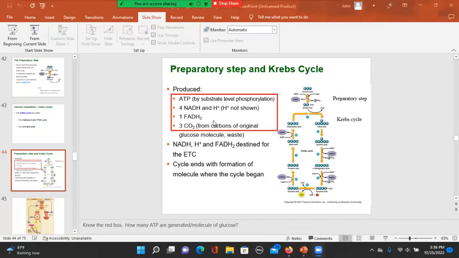Usually when I'm asking you a question, how many ATP are made, I will say per molecule of glucose in the Krebs cycle. But it does depend whether we're talking about pyruvic acid or whether we're talking about glucose. Any question about that? The NADH and the FADH2 carry the electrons to the electron transport chain. Questions about any of this?